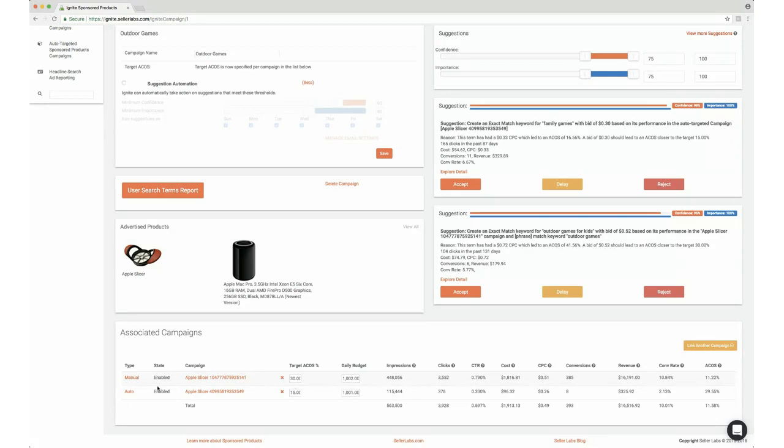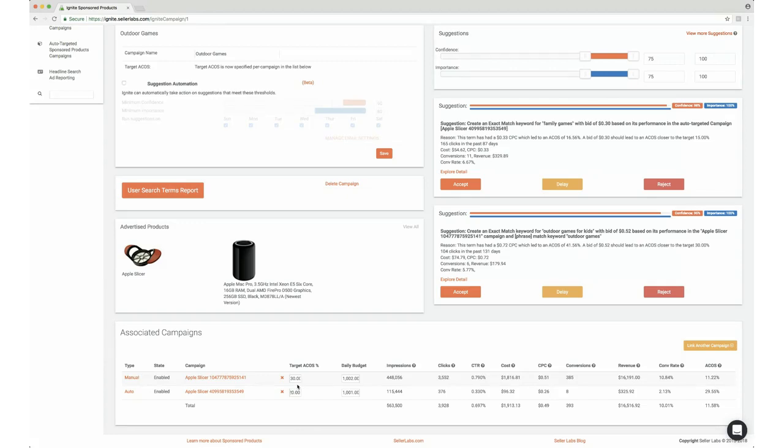Now, for the manual, we have a target ACoS of 30%, and then for the auto, we have a target ACoS of 15%. You can change this at any time. You can always just clear this out and put in something else, and then just click out of it, and that's going to register, and it's going to make that target ACoS change over to 20% instead.